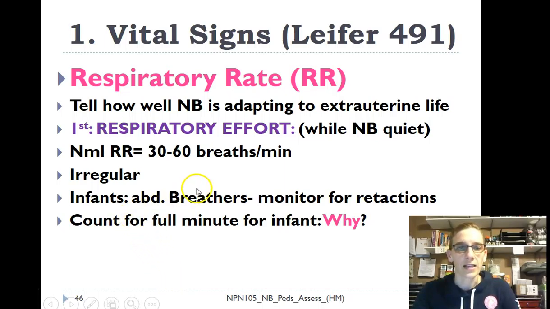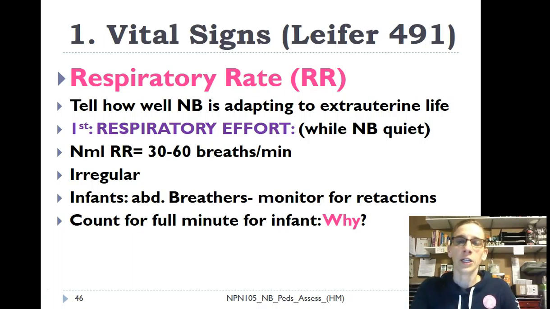All right, so vital signs, respiratory rate tells how well the newborn's adapting to the extrauterine life. Is their first respiratory effort. You're assessing respiratory effort. You always want to assess the respiratory rate while the newborn is quiet. So you almost always do respiratory rate as the very first assessment in vital signs.